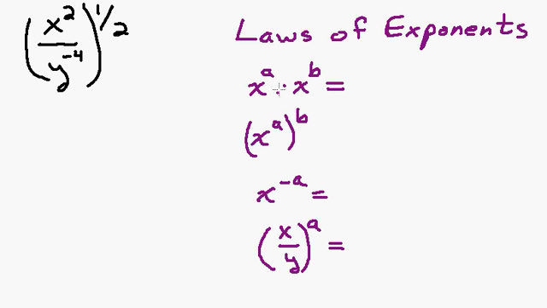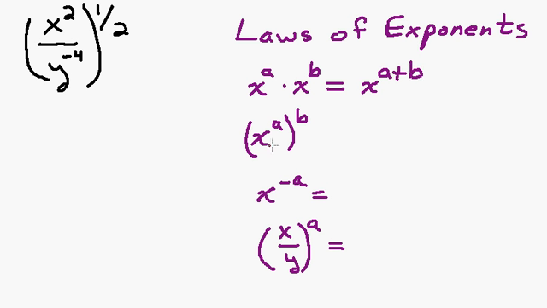If you have x to the a times x to the b, how would you simplify that? You keep the base the same, and you want to add the exponents. So it's going to be x to the a plus b. So in this scenario, you're going to add the exponents.